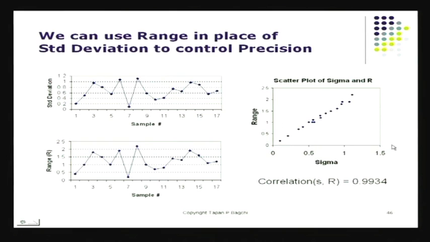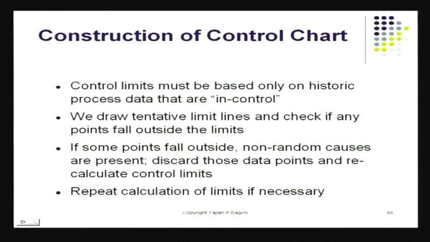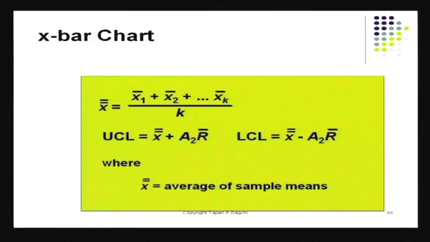In fact, if you do a correlation plot between them, a scatter diagram, that correlation turns out to be like 0.99 or something like that. That's really, really good, which means in place of using this complicated formula to find my standard deviation, I could just find R and use R to monitor the precision of the process. That I could do quite easily. So the common practice is to plot the X bar chart and then plot the range chart, and you carry along with this. How do I construct these charts?